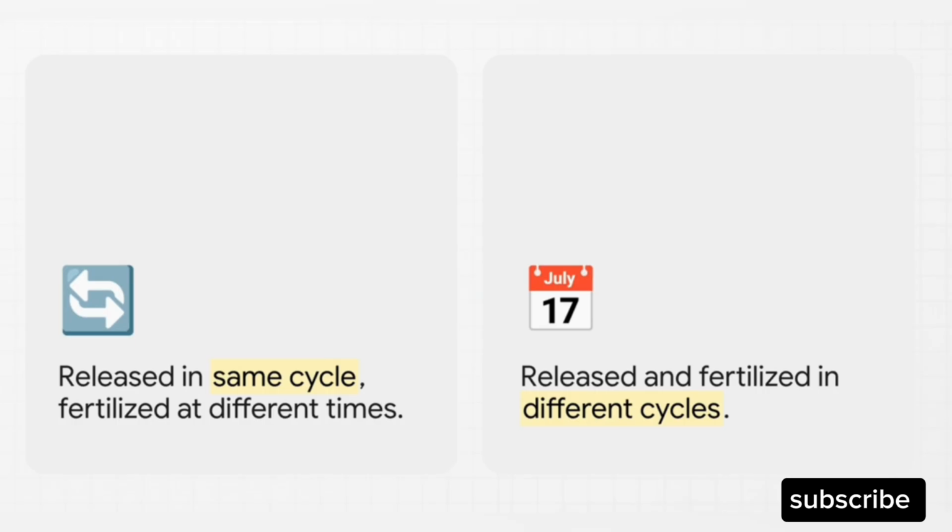Then we have superfetation. This is when two ova are released and fertilized in entirely different cycles. The books say it's theoretically possible until about 14 to 16 weeks, right up until the uterine cavity is completely obliterated. Now, practically speaking, you're almost never going to see this in humans. But you know how it is. अगर exam में theoretically possible लिखा है, तो you absolutely have to know it.